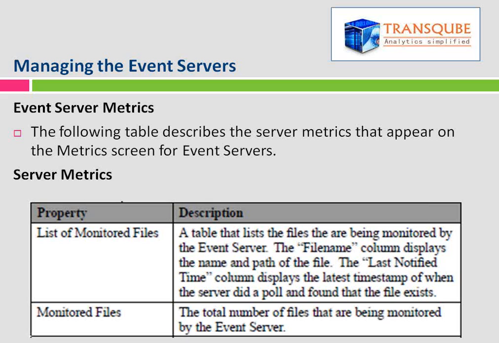As we talked about in the previous two properties, it specifies the frequency of the polling time, how often it is to look for the file. The monitored files will also give you the last notified time. The moment it finds a file, it will update the system that the file has been found. Monitored files is the total number of files that are being monitored by the event server.